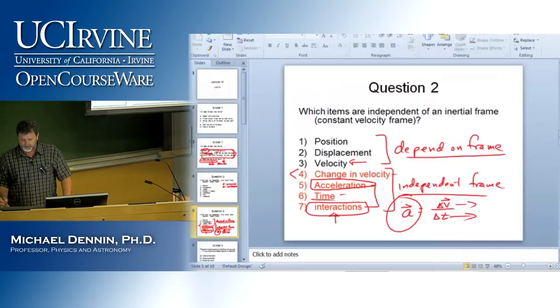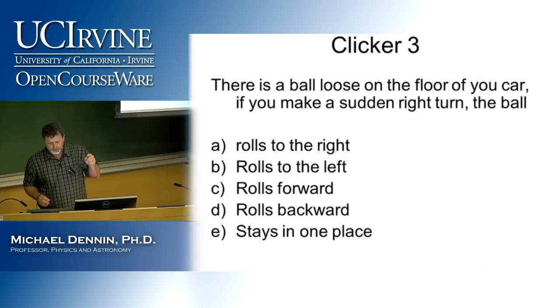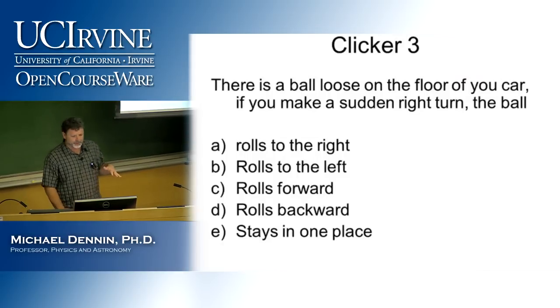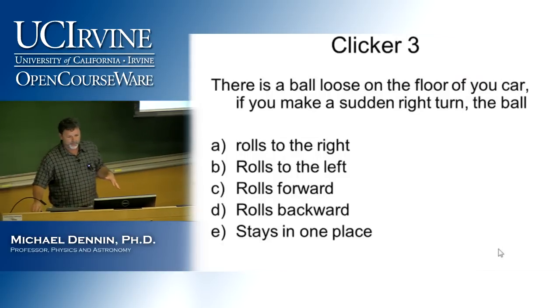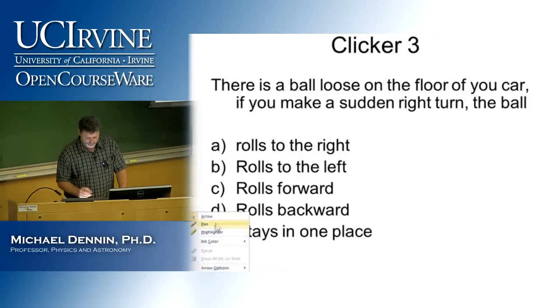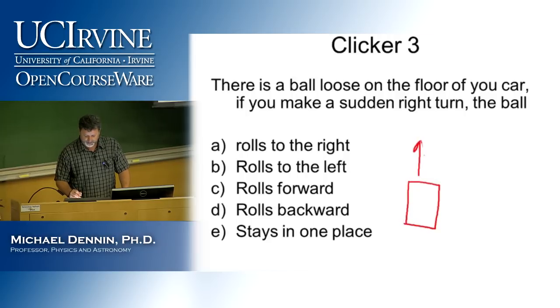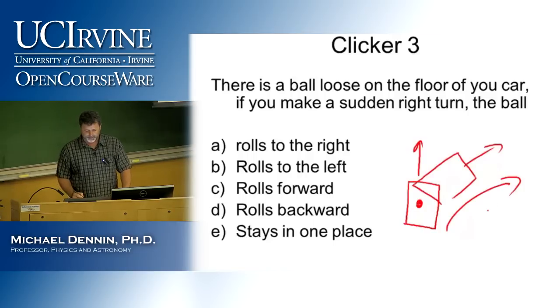So let's ask ourselves another clicker question. Talk this one over with your neighbor, because you do kind of have to picture it a little bit. But if we look at it from above, let me draw it for you. You have your car, say it's driving that way, and there's a little ball on the ground, and you make a sudden right turn. Okay, so you go that way. And the question is, does the ball just stay in place?